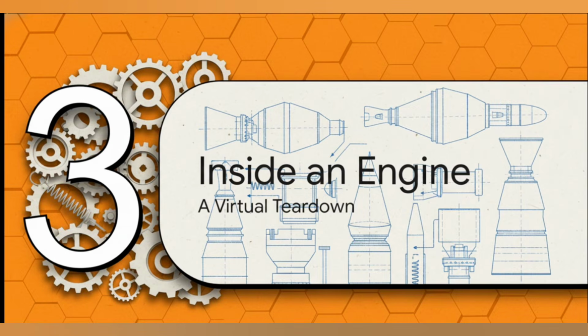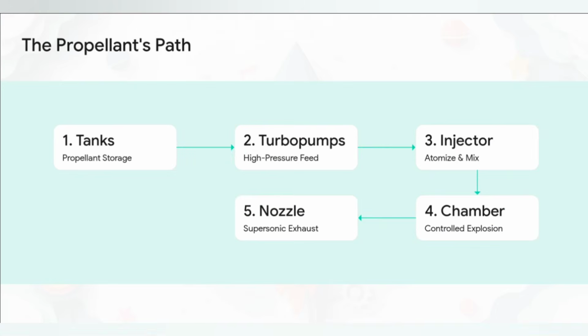All right, enough with the math. Let's get our hands dirty and move from the theory to the actual hardware. We're going to pop the hood on a liquid propellant engine and see what's going on inside. The journey that the propellant takes is, well, it's violent and it's incredibly fast. We're going to follow it from the storage tanks, through the pumps, into the injector, through the absolute inferno of the combustion chamber, and then finally out the nozzle as pure high-speed exhaust.